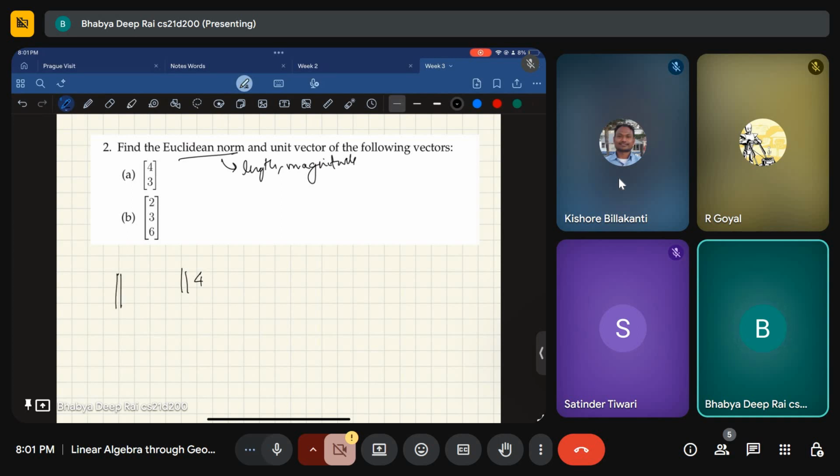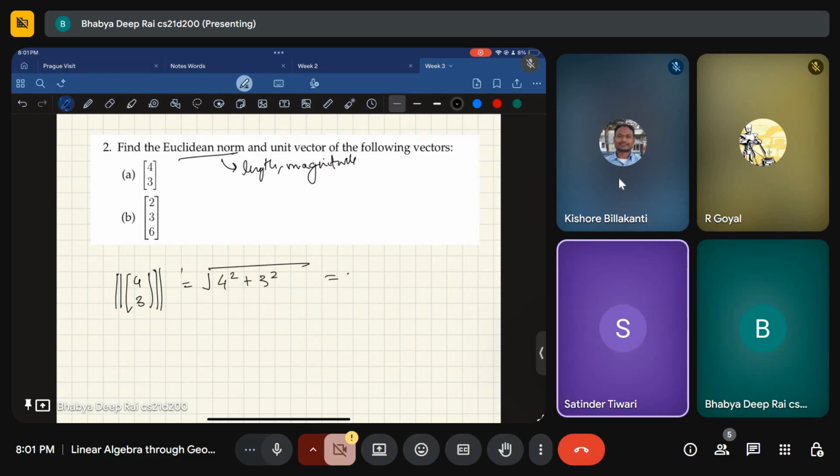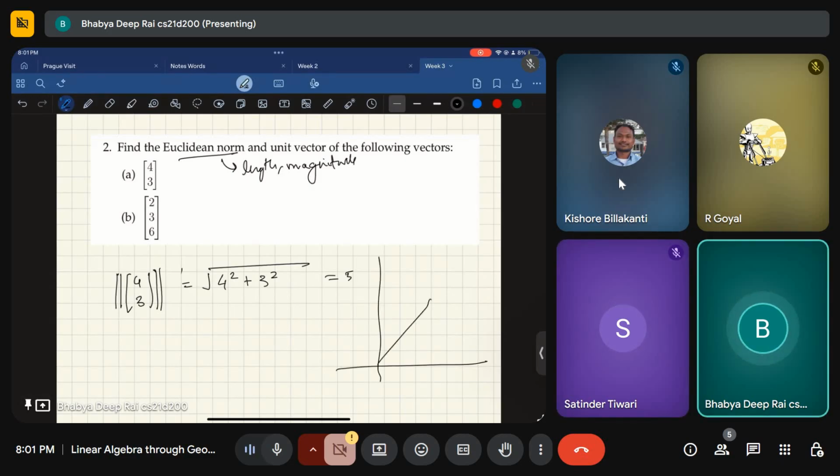If I want to calculate the norm of, let's say, 4, 3, I just do the square root of 4 square plus 3 square, and it will come to 5. And that will correspond to the length of the vector. If you measure it, it will become 5, and it's a simple proof by Pythagoras theorem. This is the hypotenuse, but the good thing is it works in higher dimensions also. There are other types of norms also, but the Euclidean norm is good enough for what we are working with.